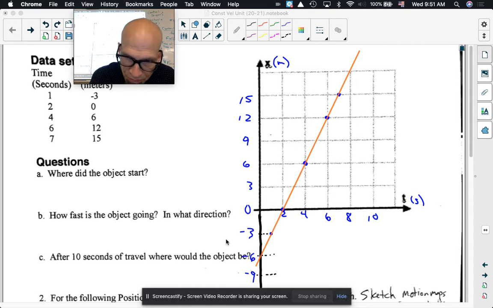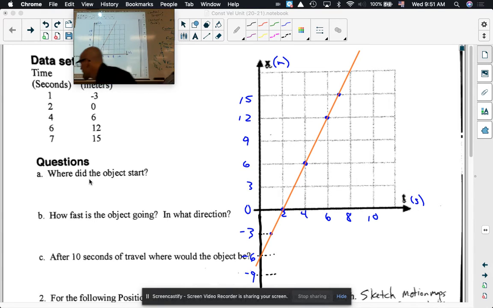Now notice, I drew a best fit here. I didn't just go and take a left turn here at the -3. I carried it all the way until it hit the y-axis. And apparently it's hitting the y-axis at about -6. So where did the object start? Well, it looks like the y-intercept is -6.